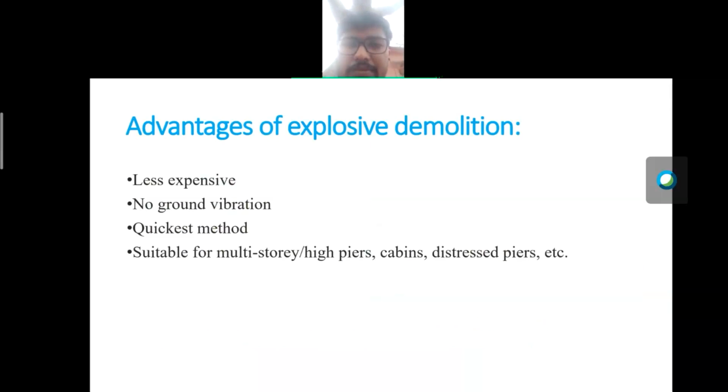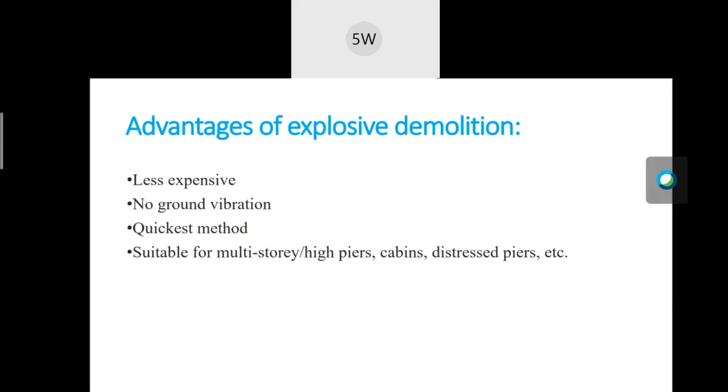Advantages of explosive demolition: less expensive, no ground vibration, quickest method, suitable for multi-storey buildings, high piers, cabins, distressed piers, etc. Next slide.